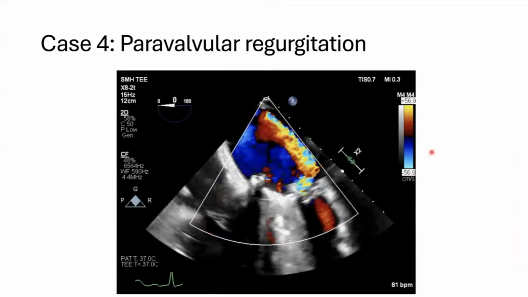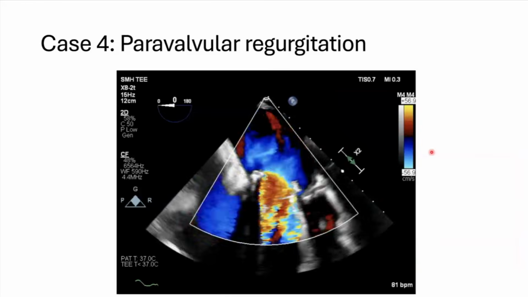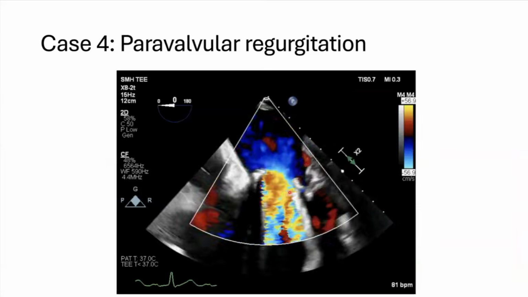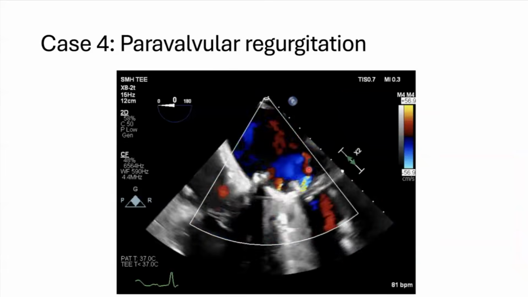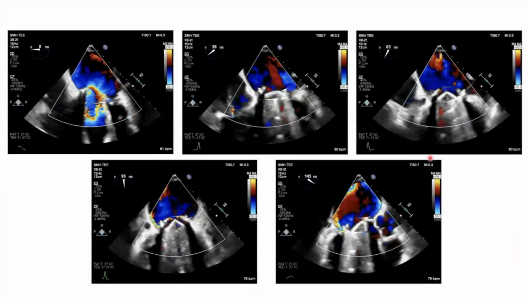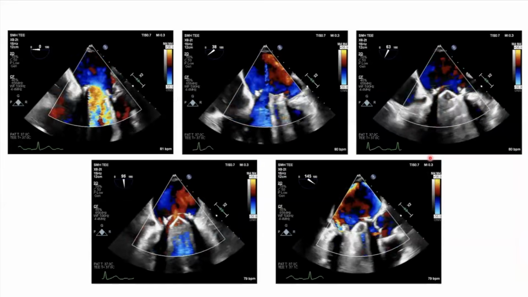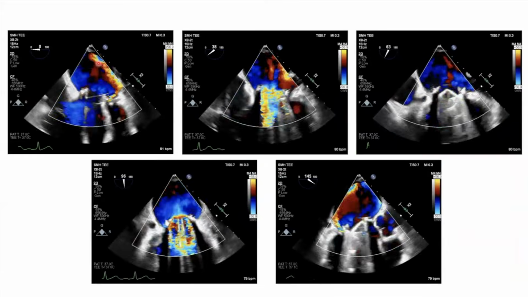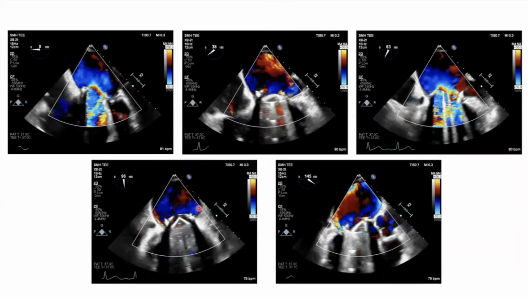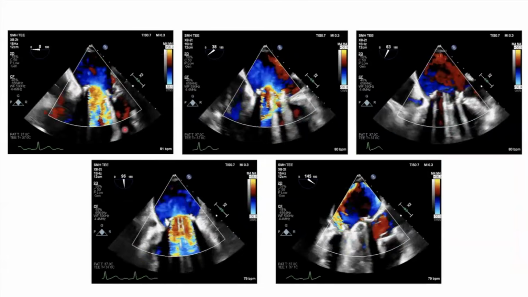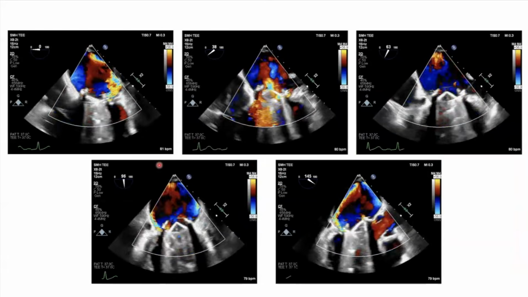Paravalvular regurgitation is another area where 3D is helpful. This is an example of a patient who has a mechanical mitral valve. You can appreciate there's this jet, highly eccentric, of paravalvular regurgitation. The way we try to understand paravalvular regurgitation is really by increasing our angle by 30 degrees or so to try to get a sense as to where these jets are coming from and how extensive that is.